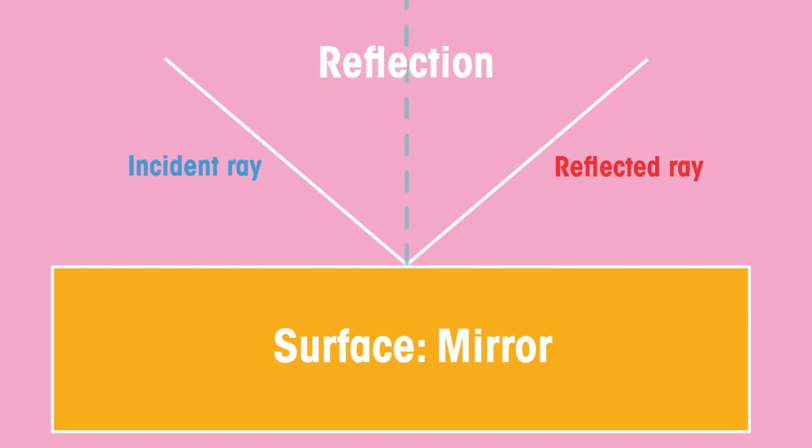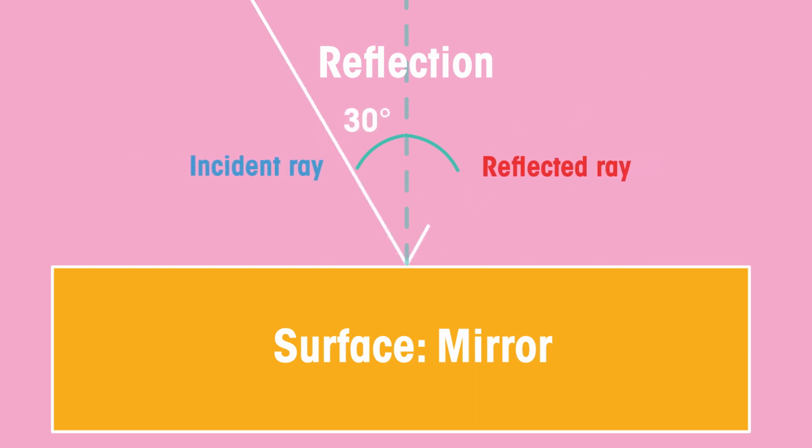Reflection is when light bounces off an object. The angle of incidence is equal to the angle of reflection. So if a ray of light hits an object at 45 degrees, it bounces off the object also at 45 degrees. Or hits at 30 degrees, then it would reflect also at 30 degrees.